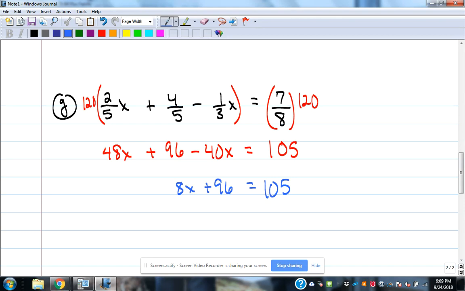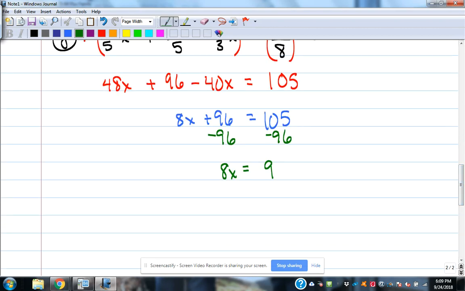What do I do to get x by itself now? Subtract 96 from both sides. $1.05 minus 96 cents is 9 cents left. One more step. Divide by 8. Does 8 go into 9 evenly? No. So we're going to leave it as an improper fraction.